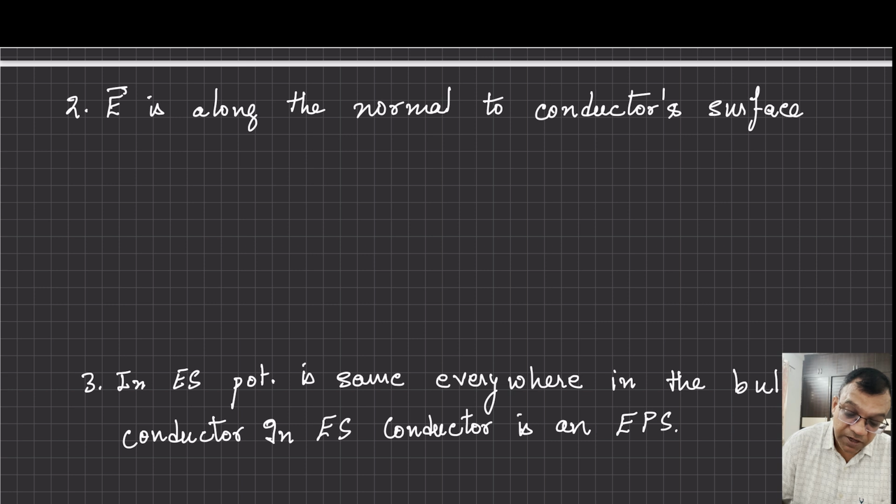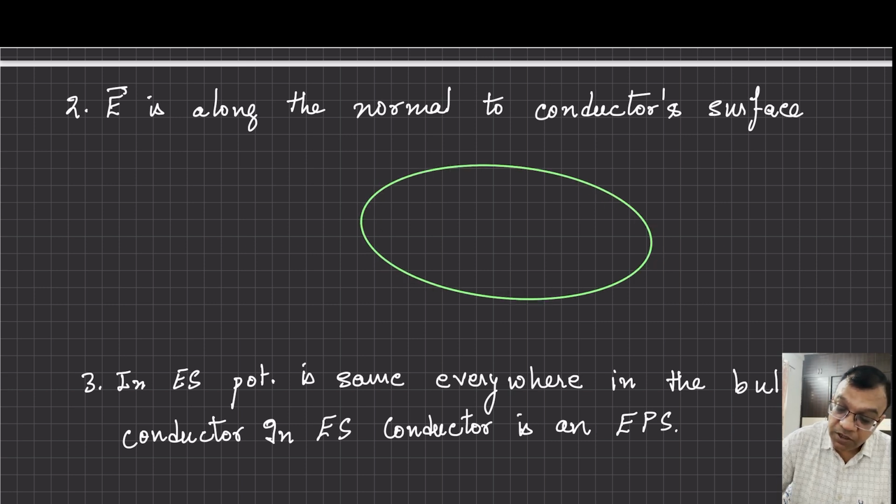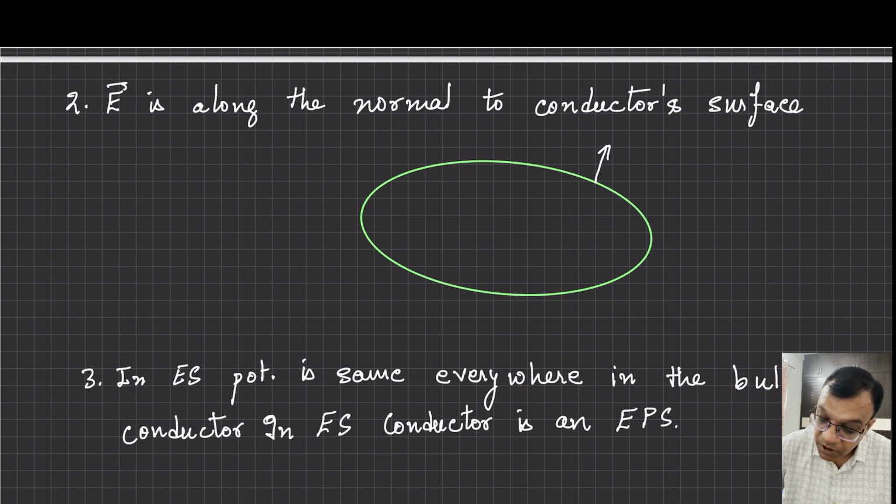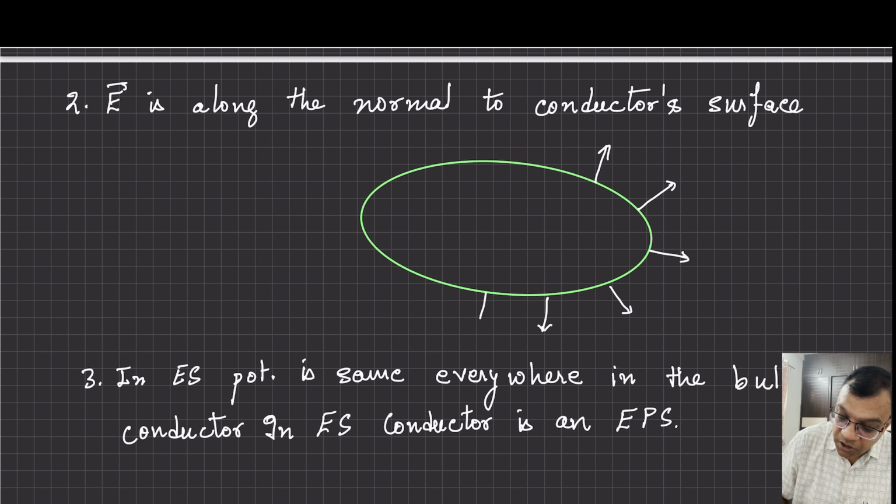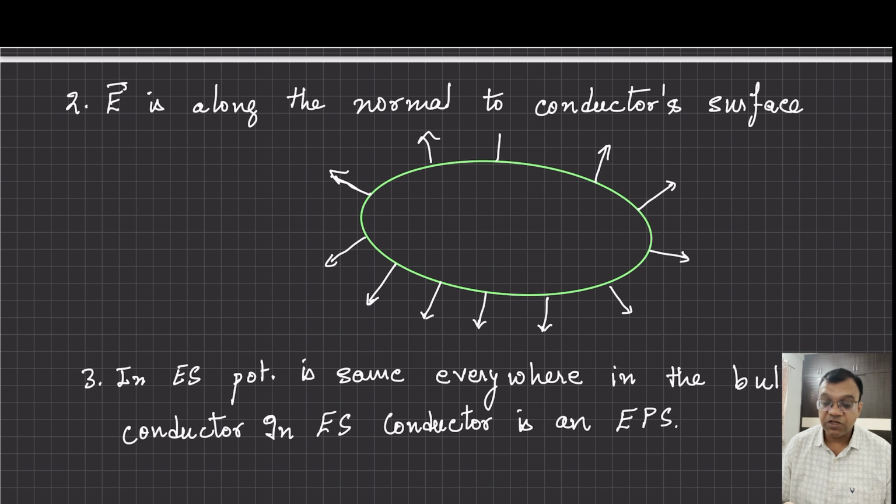Now, in electrostatics, the electric field is along the normal to conductors. If we have a conductor surface like this, then at all the points the electric field will be along the normal, in this way. Electric field is along the normal to the conductor surface. If it is positive charge, it is away from the surface. If it is negative charge, it is towards the surface.